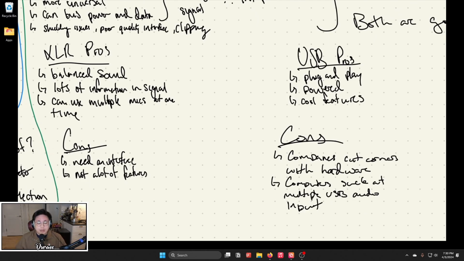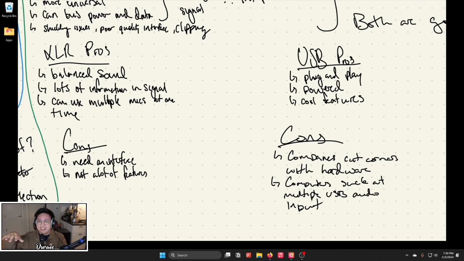Cons: you need an interface. So that's another thing to buy. If you're trying to save money, investing in all this stuff is really good, and it's worth it down the line because everything is much higher quality and will last. But that is an initial thing that you need to buy up front. And there are not a lot of features. XLRs are audio cables, you know? So because XLRs are audio cables, pretty much the only thing that gets transferred over is just audio.